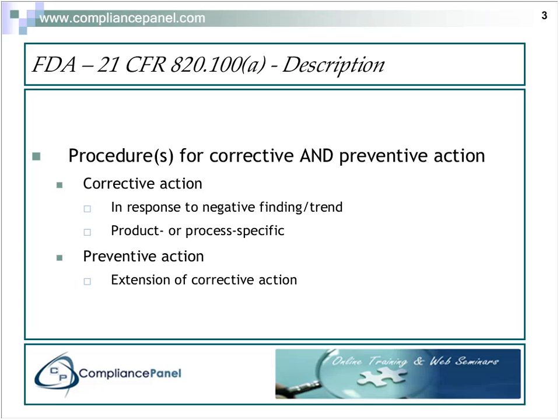Corrective action can either be product or process specific. It can be that your process needs to be fixed, or it can be that a particular product needs to be redesigned. Those are both acceptable types of corrective action. Preventive action, as you'll see, takes corrective action and moves it a step forward. You're preventing possible nonconformances as opposed to correcting existing nonconformances.